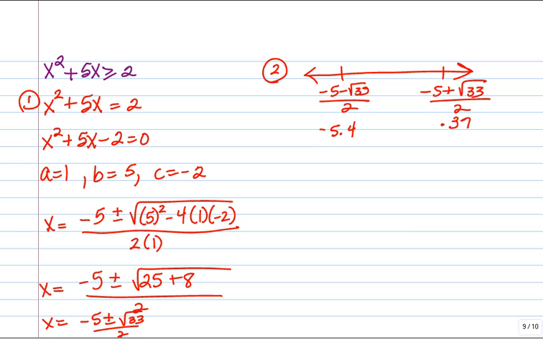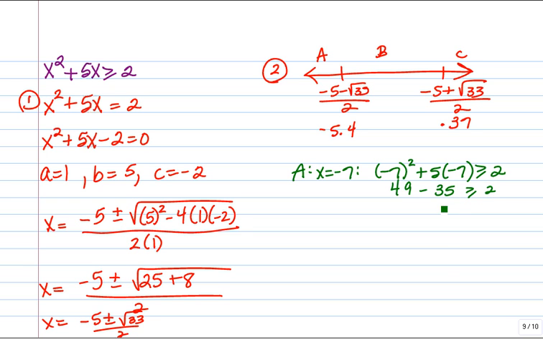So I need to test a value out of regions A, B, and C. So I need to find a number less than negative 5.4, so if you want to use like negative 7, right? So I'm testing in my original problem, is negative 7 squared plus 5 times negative 7 larger than or equal to 2? So what is that, 49 minus 35? Yes, that's 14, which is greater than or equal to 2, so that checks, right?